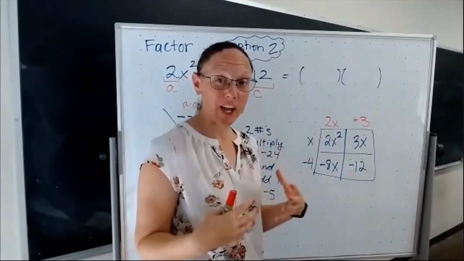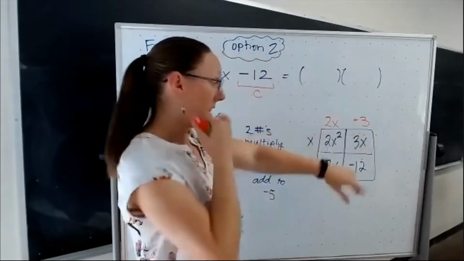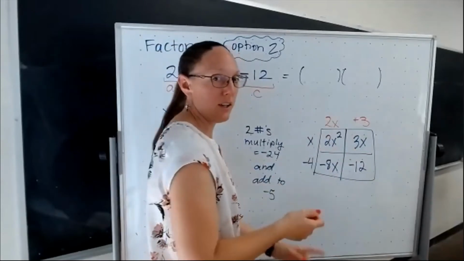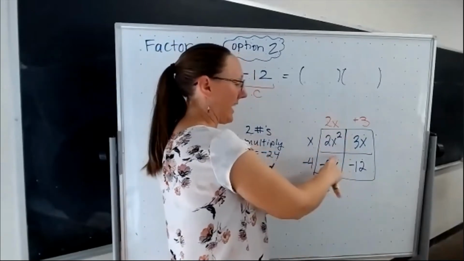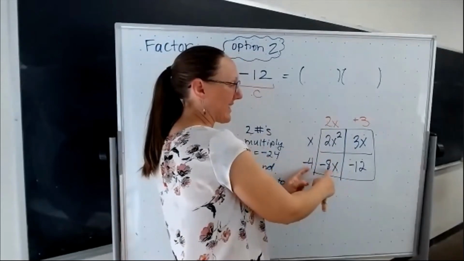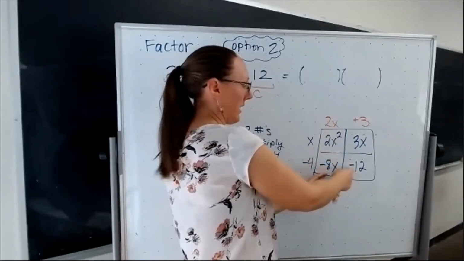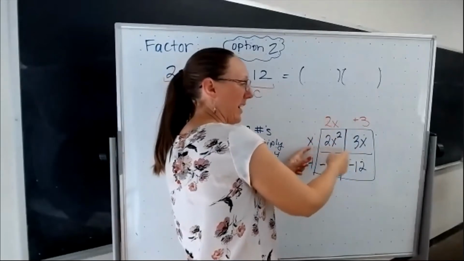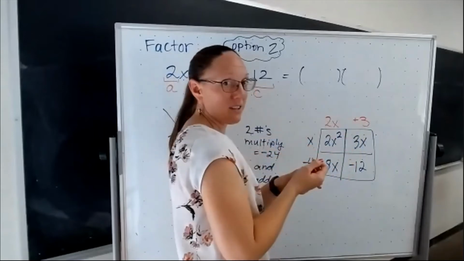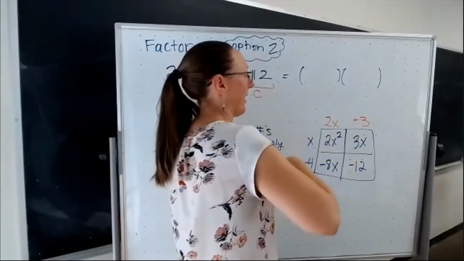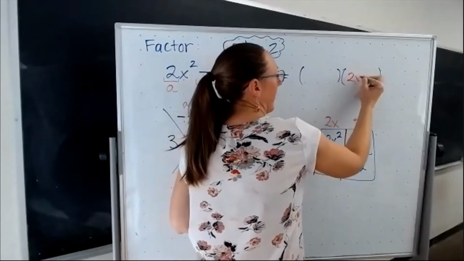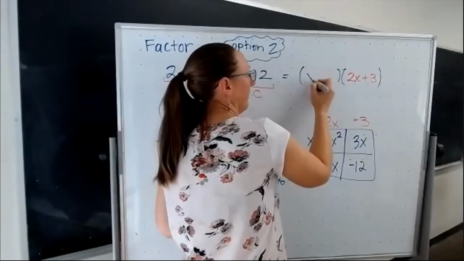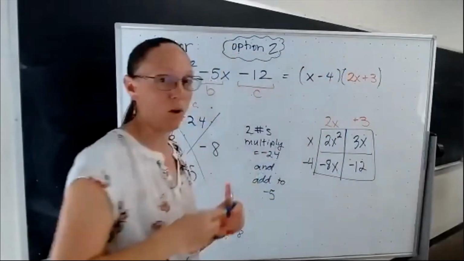And if we just do a quick check in terms of the multiplication, I know that to get each element in the box, it should come from multiplying the edges together. So that negative 8x is negative 4 times 2x, perfect. The negative 12 is negative 4 times 3. 2x squared is x times 2x, and 3x is 3 times x. So now I write my factors up here: 2x plus 3 and x minus 4.